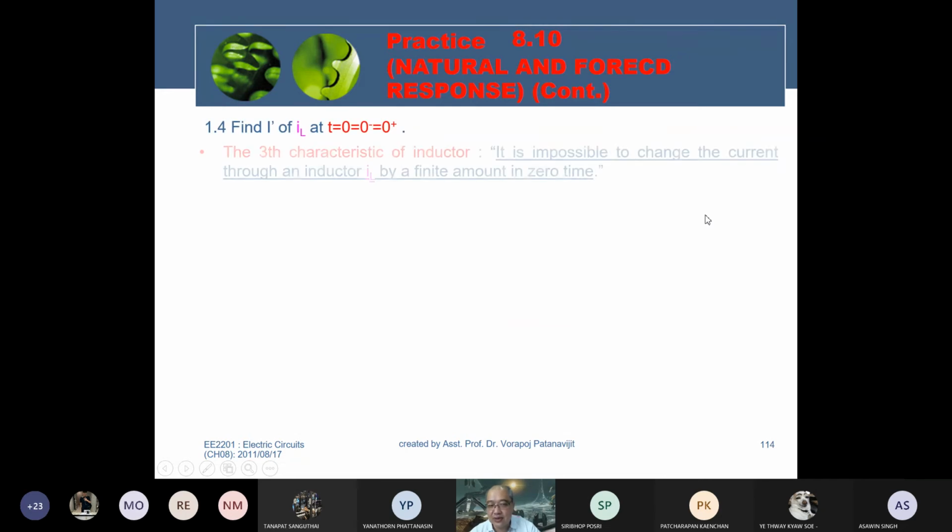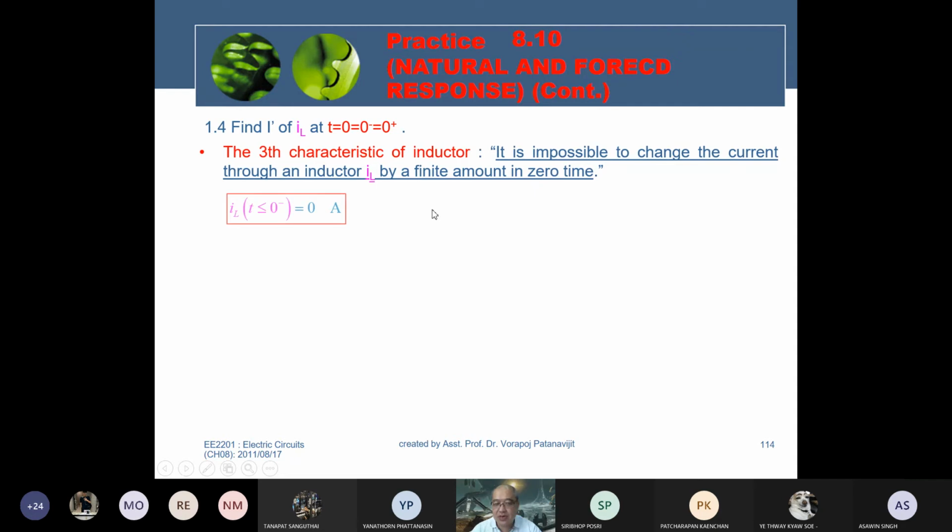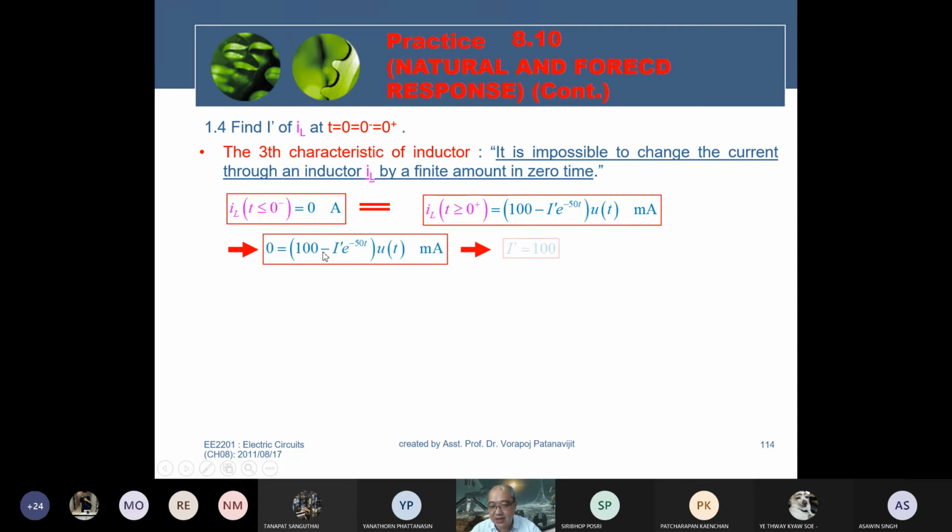Now, for time greater than 0, it applies when time equals 0. For time less than 0, there is no source in here, so the inductor current equals 0. For time greater than 0, it equals 100 minus I e^(-50t) milliamp. At time equal to 0, e to the power 0 gives you 1. Therefore, the initial condition gives the constant in this case as 100. So the general solution for the inductor current is I equals 100 minus 100 e^(-50t) milliamp.